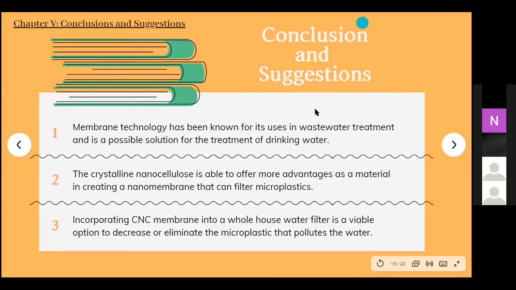The spread of microplastics in various bodies of water, including the water that is used at home, begets the need to design a tool that can effectively remove them. Membrane technology has been known for its uses in wastewater treatment and is a possible solution for the treatment of drinking water as well. From the alternative materials we have evaluated, crystalline nanocellulose is able to offer more advantages as a material in creating a nanomembrane that can filter microplastics. It can then be concluded from our further research that incorporating CNC membrane into a whole house water filter is a viable option to decrease or eliminate the microplastics that pollute the water.